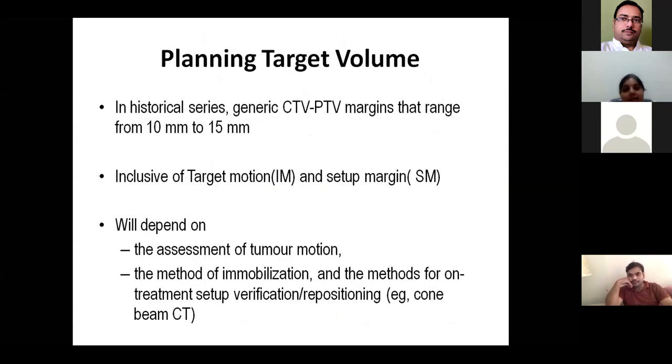Lastly, coming to the planning target volume, conventionally 10 to 15 millimeters, it's inclusive of the internal margin, that is ITV, and a setup margin. It will depend, again, all of you know, on the assessment of the motion, the method of immobilization, and the method of verification techniques that you use, which are going to determine your setup margin. So whatever technique that you use for assessing tumor motion is going to determine your internal margin, and for setup margin, you have immobilization and verification techniques, which will help you get those kind of margins.